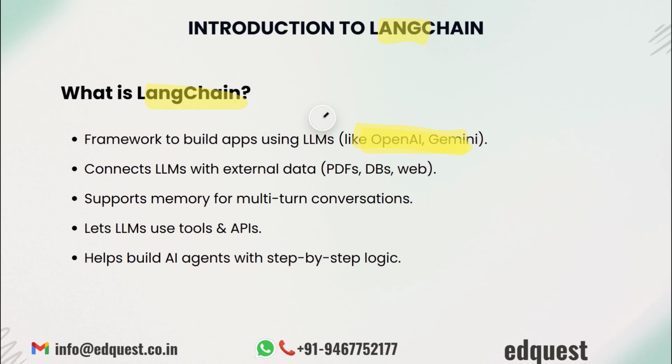But here is the twist. LangChain doesn't stop at just generating text like ChatGPT. It helps LLMs do a lot more than just chat. With LangChain, your LLM can connect to external data sources like PDFs, databases, websites, or even real time APIs. This means your AI app would not just rely on its training knowledge, it can actually look up and use new information.